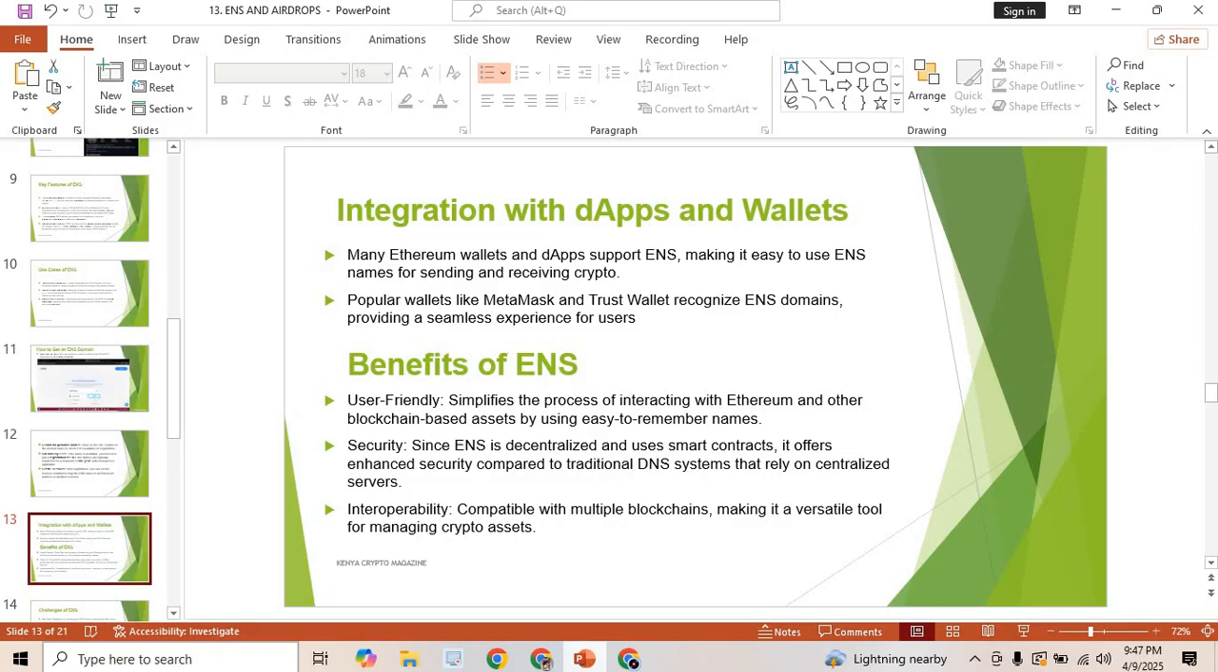Then the ENS is compatible with multiple blockchains, making it a versatile tool for managing crypto assets. And I think I've mentioned this. It doesn't mean that because I own a domain name named wanjiko.eth, I can only receive Ethereum to that ENS. I can actually map other wallet addresses for Bitcoin, for Litecoin, for Solana, any other coin. I can map their addresses to that Ethereum name service so that I can receive any other crypto across the board using the same Ethereum name service.